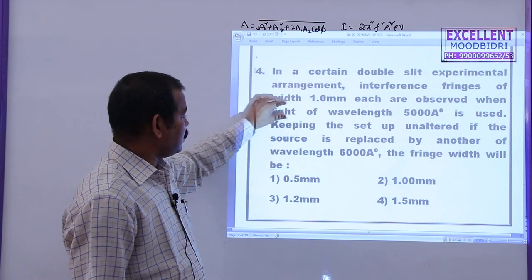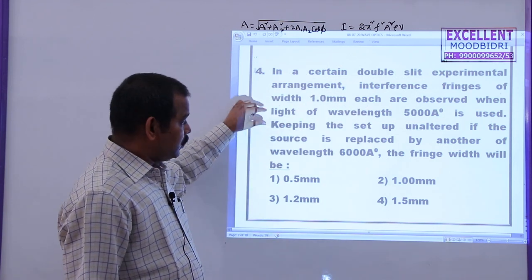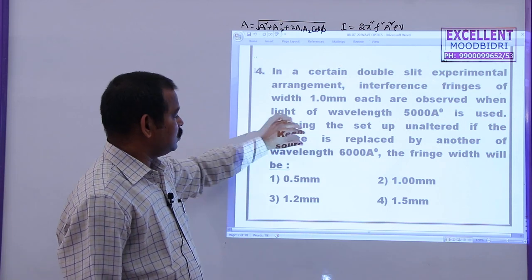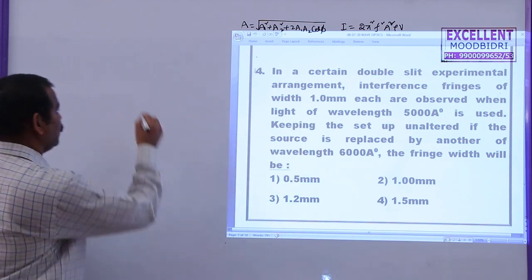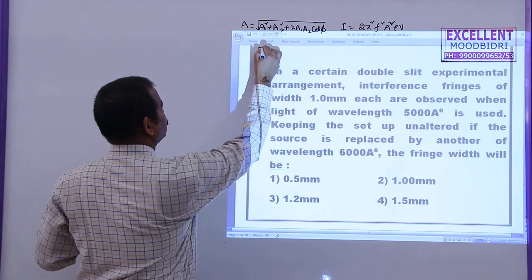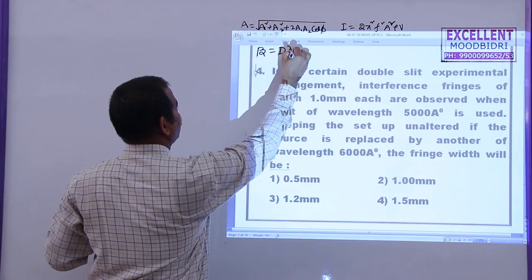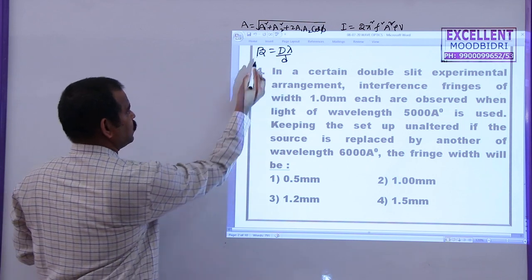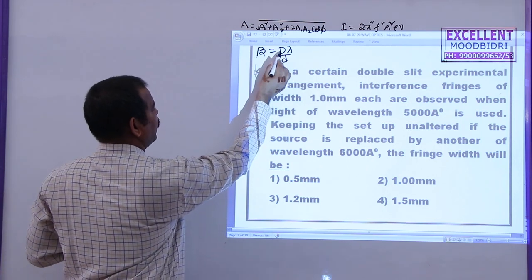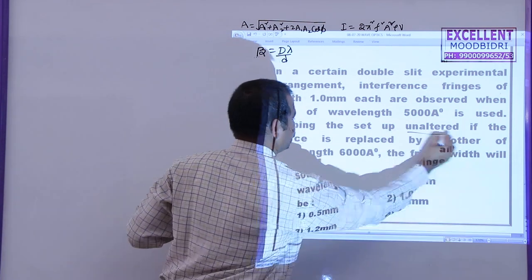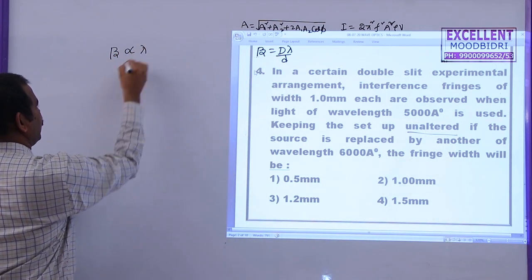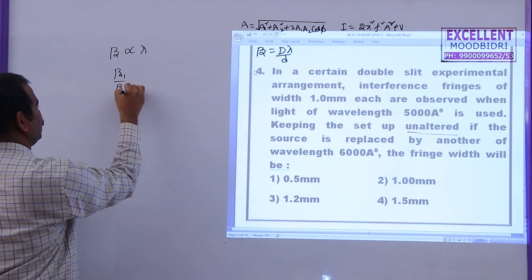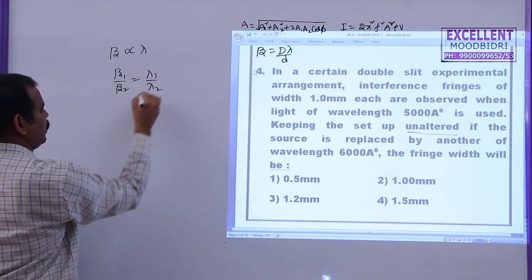are observed when light of wavelength 5000 is used. Keeping the setup unaltered, if the source is replaced by another of wavelength 6000, the fringe width will be? The fringe width in Young's double slit experiment is given by capital D lambda by small d. So beta is directly proportional to lambda, and capital D and small d are unaltered. They are not changed. So what can we write? Beta directly proportional to lambda. So beta 1 by beta 2 is equal to lambda 1 by lambda 2.